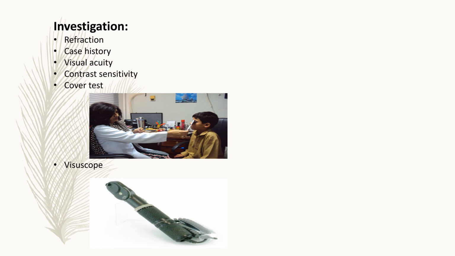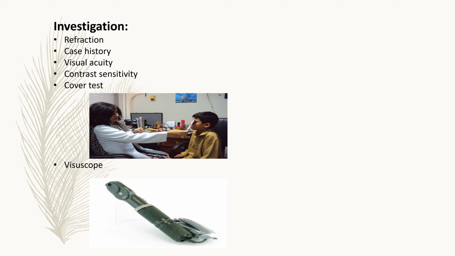Investigation. First one is refraction. Refraction is the most important step in the investigation. We do refraction for anisometropia, high astigmatism, and bilateral high refractive error. Second one is case history. Case history is also an important step. Check for early onset unilateral constant strabismus with long duration. Check for congenital ocular abnormalities such as cataract and ptosis.